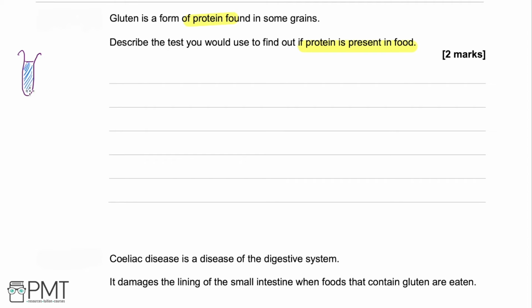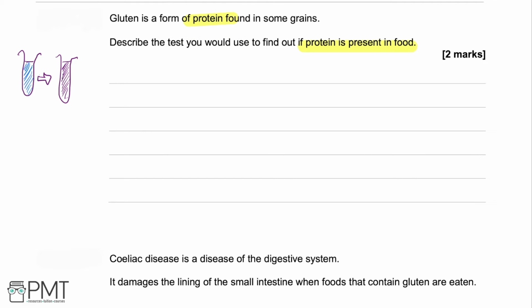And what we do is, we add Biuret solution. Now, Biuret solution is blue. And there's no need to heat it or anything. We simply add it, and then it should turn lilac or purple if protein is present.